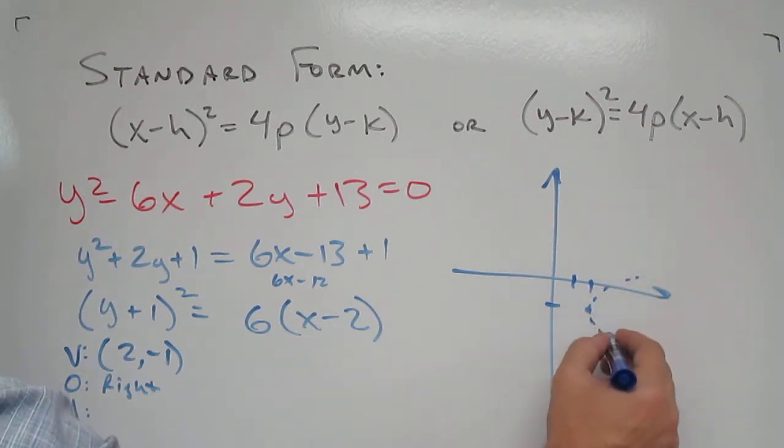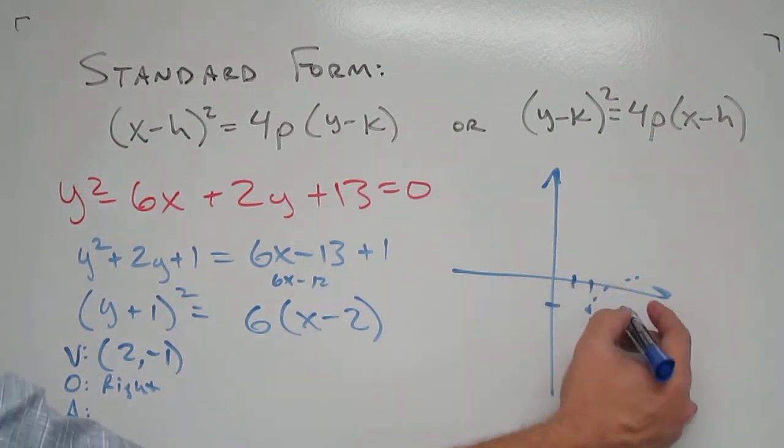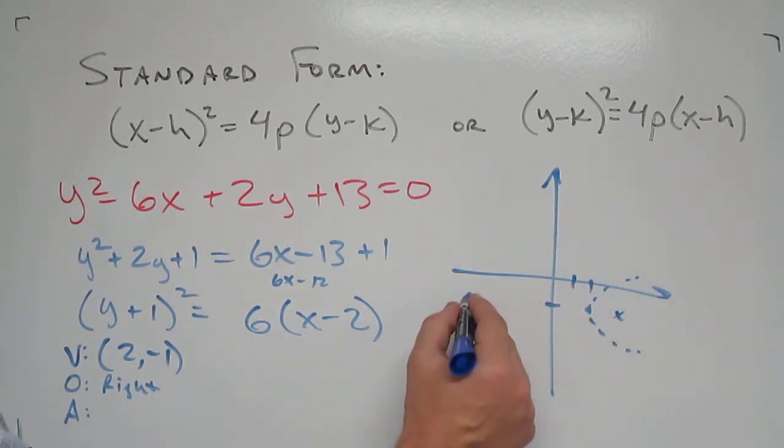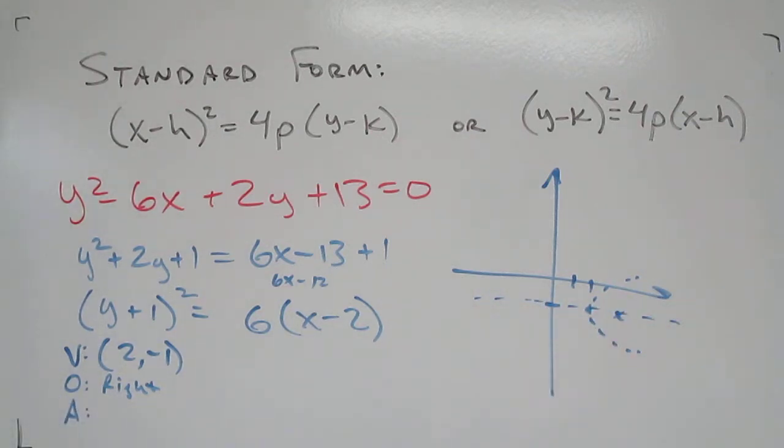So even though I'm not sure how wide it is, I do that because it lets me know that, hey, my focus is going to be somewhere inside. My axis of symmetry is going to look like that. So what is that? Oh, that's y equals -1. Okay? Then I need to find what the directrix and the focus are.